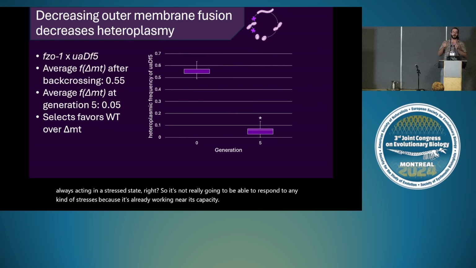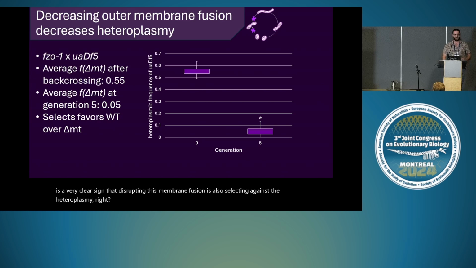So when we do that competition experiment that I described, what we see is a very, very clean result. We're going from about that 55% that we started at, and then over those 5 generations, we're down to about 5% within individual worms. This is a very clear sign that disrupting this membrane fusion is also selecting against the heteroplasmy, right?